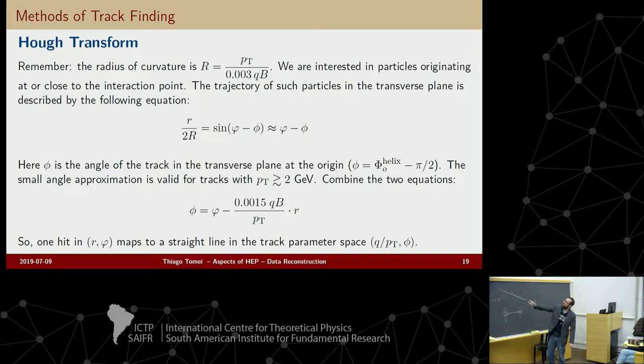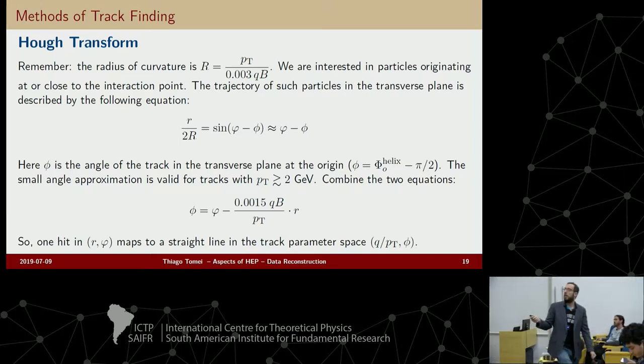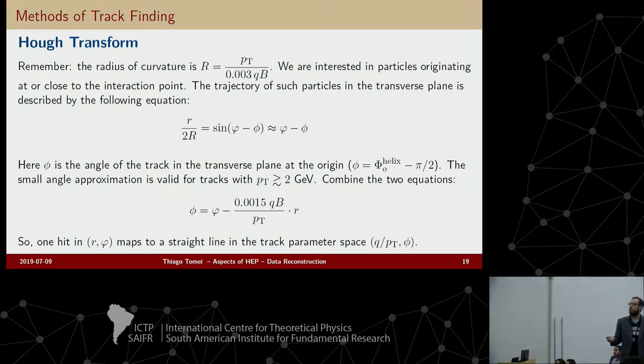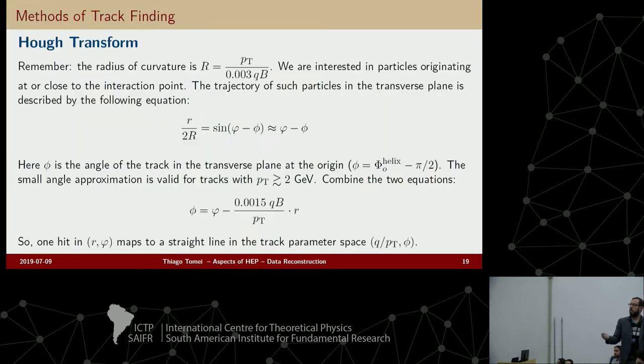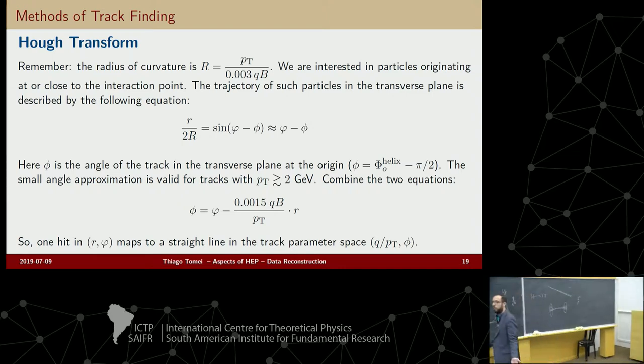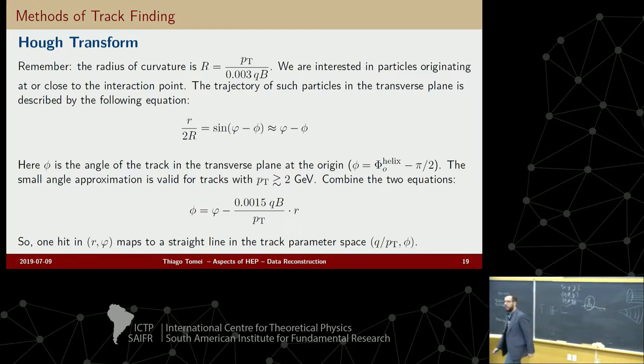Now, particles in the transverse plane that come from the origin, they are described by this equation here. And now this is in polar coordinates. Now, phi is the angle of the track in the transverse plane at the origin, so it's related to that tangent angle that I showed you before, right? It's related to the angle that it makes here at the origin. And in the other coordinates is this, okay? And then you make the small angle approximation. And how good is the small angle approximation? If you run the numbers, you'll find out that it's valid for tracks with pT above more or less 2 GeV. 2 GeV gives a 1% error. 2 GeV when you're colliding 14,000 GeV center of mass is okay. So we can do this.